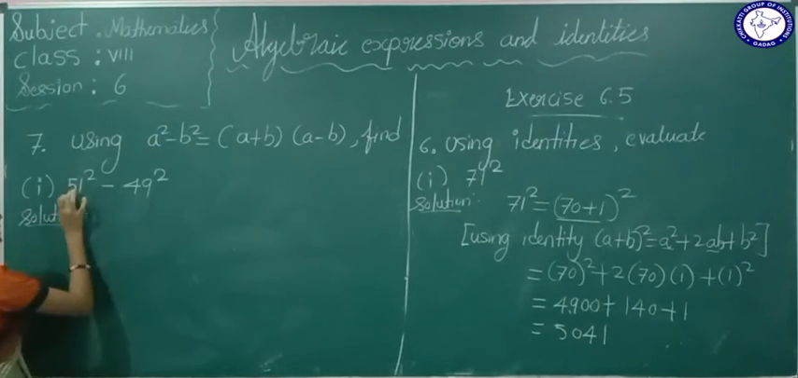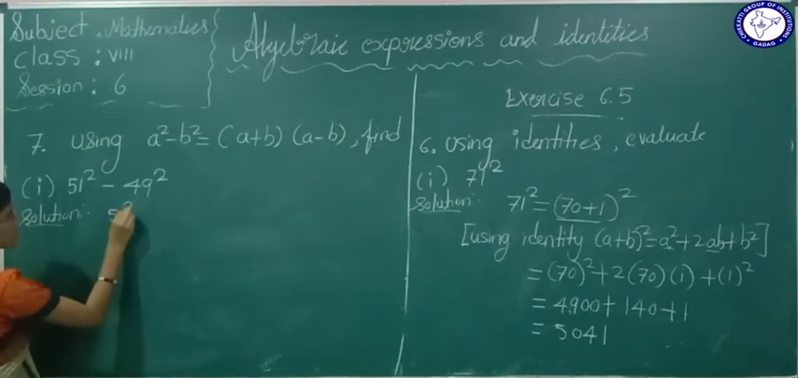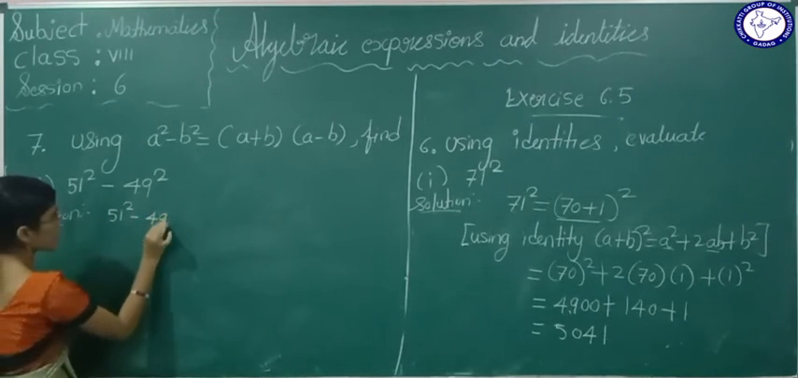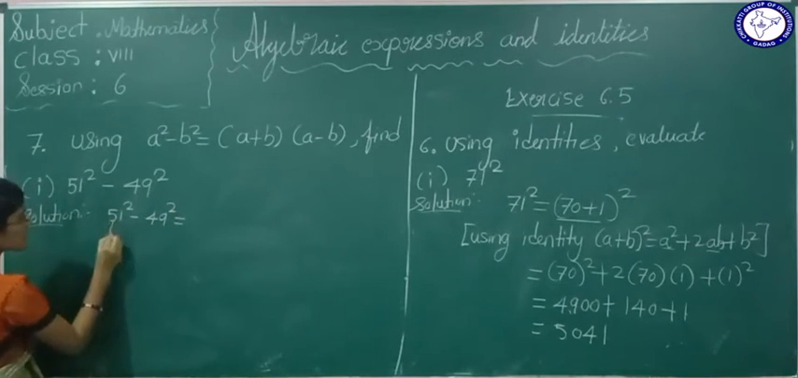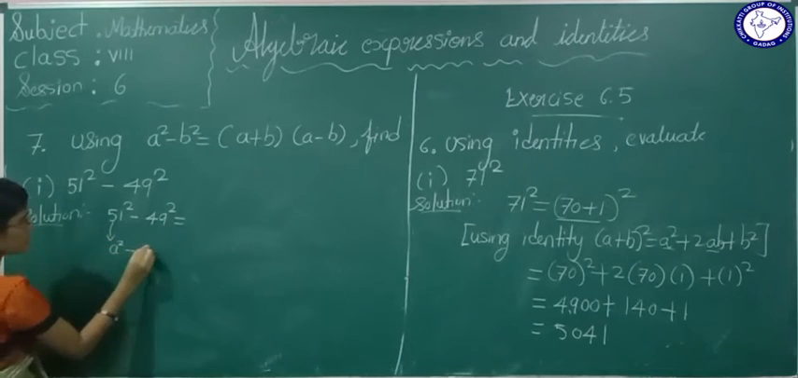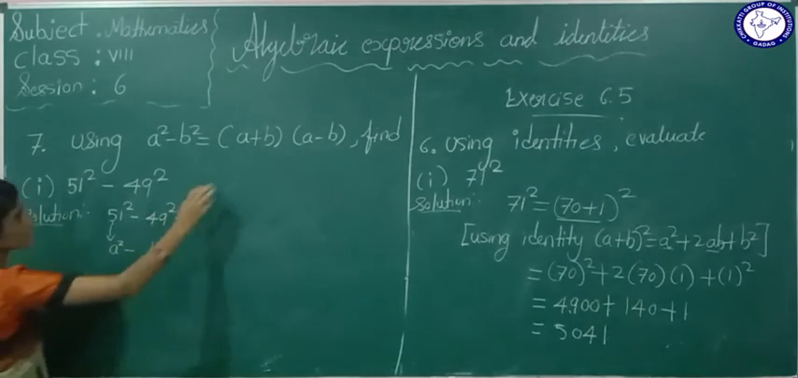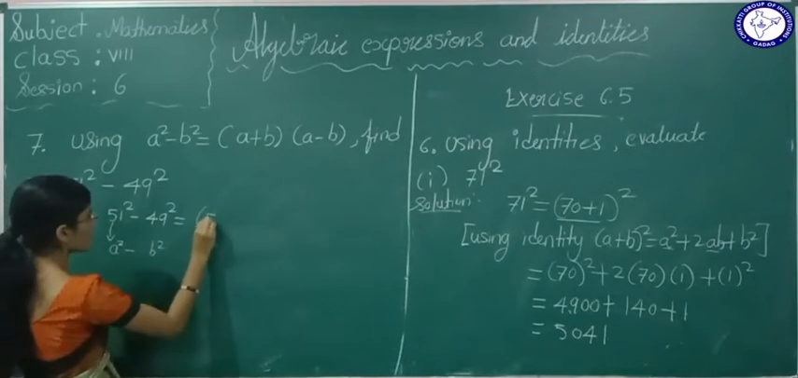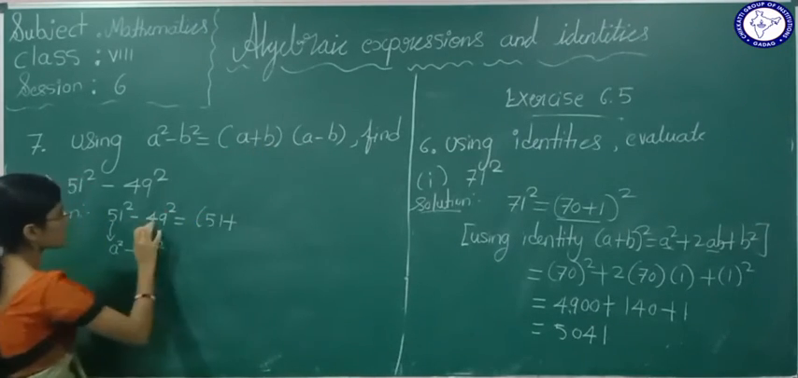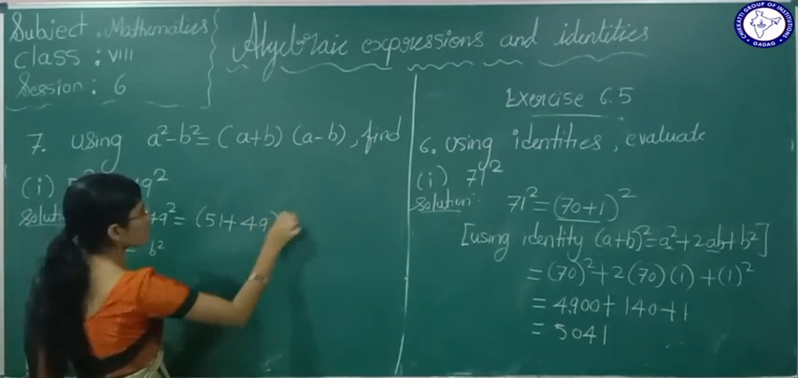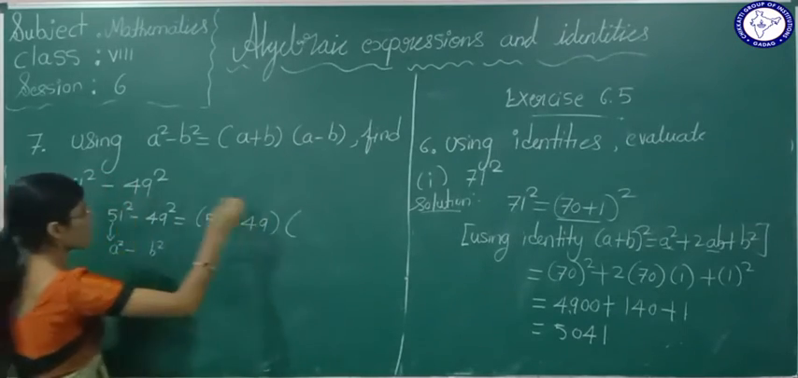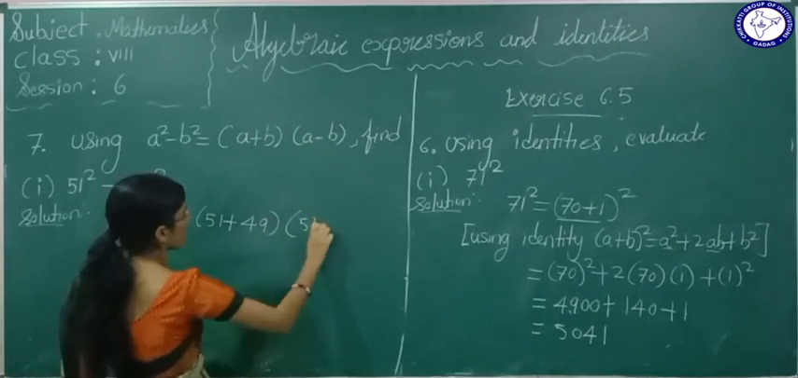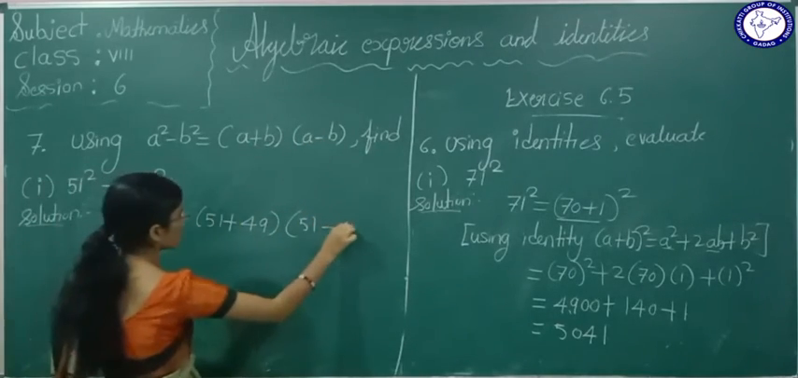Now see, 51 the square minus 49 the square. This is nothing but a square minus b square. So what is that identity? (a plus b), here a is nothing but 51, 51 plus b is nothing but 49, multiplied by a minus b, that is 51 minus 49.